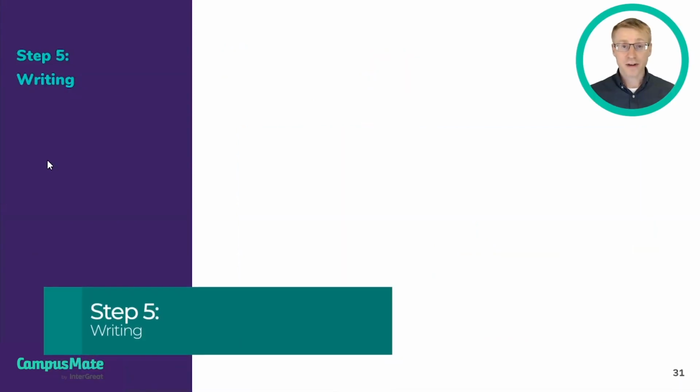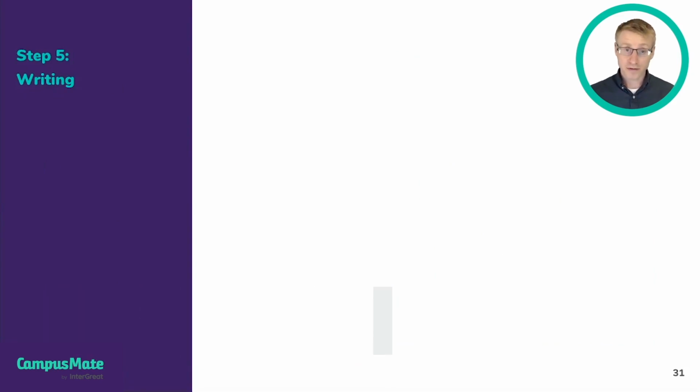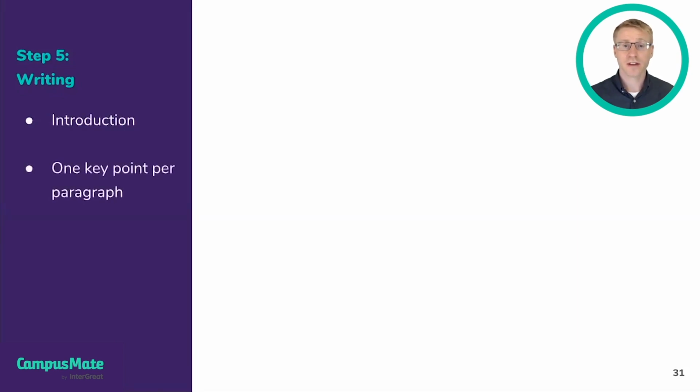Step 5. Writing. Now you've done your reading or data analysis, it's time to write up your essay. By now, you should have an idea of how you'll answer the question. This is your argument, so make it clear in the introduction. Then, write paragraphs based around one key point each. You can use this structure to organize your paragraphs.